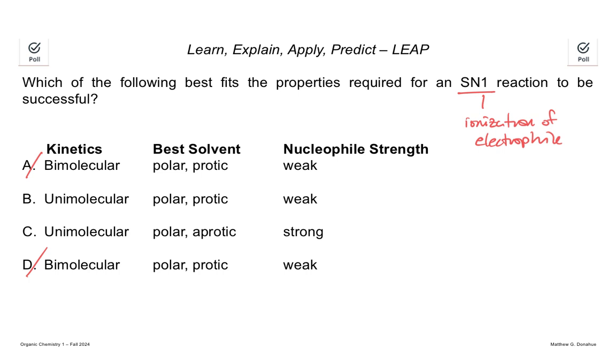Solvent, now we want polar protic, so we can eliminate C. And then the nucleophile has to be weak. And apologies for my chicken scratch here, neutral. The nucleophile has to be essentially neutral. So you don't want one of these situations where it's ionic with a cation and an anion. And again, all of that relates to how the intermediates in transition states are stabilized by the solvent.